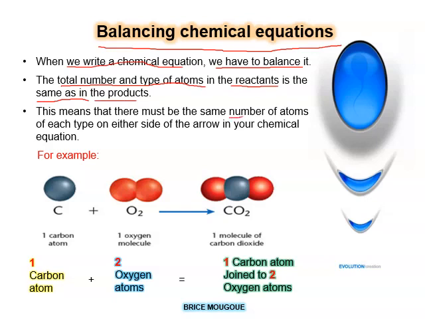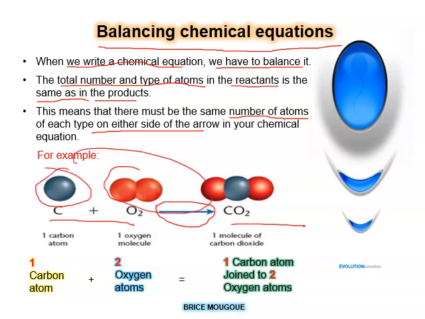This means that there must be the same number of atoms of each type on either side of the arrow that's found here. On either side of the arrow, left and right, there must be the same number of atoms of each type. That's what it means.